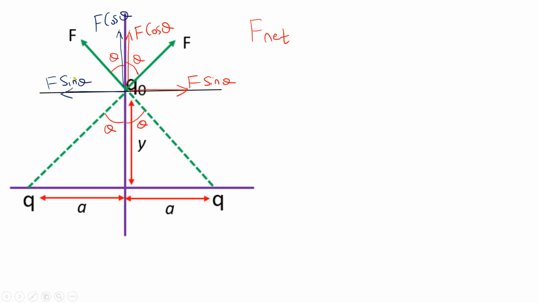Remember, we need to find the net force. So F sine theta on the left is balanced out by the F sine theta on the right hand side. So the net force will be F cos theta plus F cos theta. So the net becomes 2F cos theta, right? And now remember the force F was the electrostatic force acting between these two charges, Q and Q naught. So the expression will be K Q into Q naught divided by distance squared.